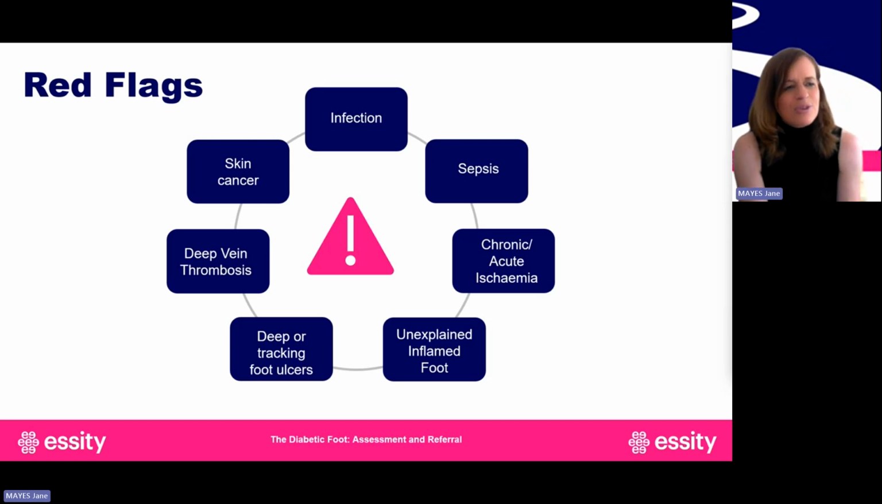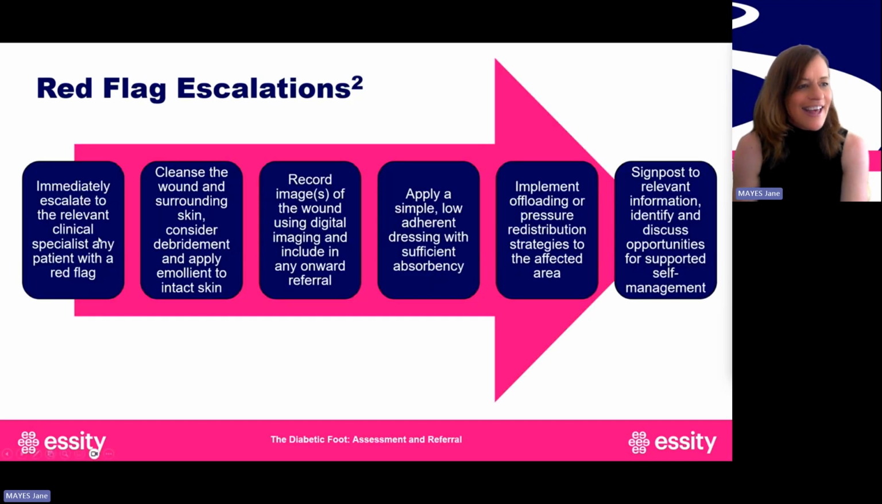But sometimes diabetic patients can present with very strange ulcerations, and it's like, does this need dermatology as well? And obviously, it's very difficult in diabetic patients for them to explain pain, and deep vein thrombosis is quite common. So we need to think about escalation very quickly. And our little flow chart says here, escalate immediately if you've got any of those red flags present.